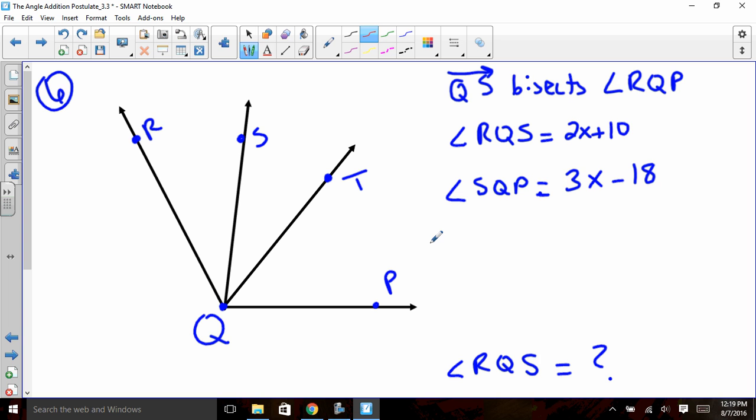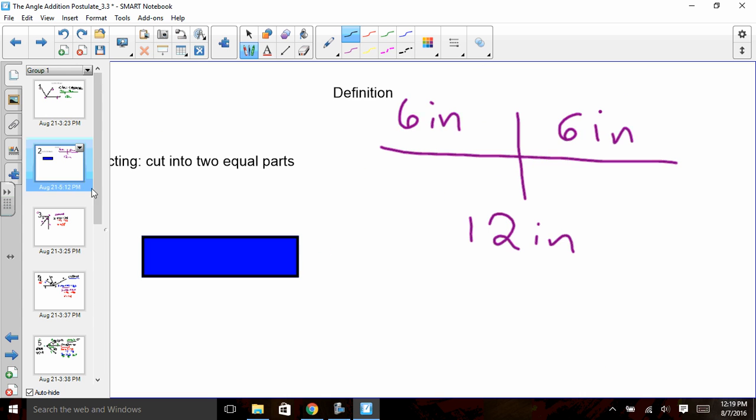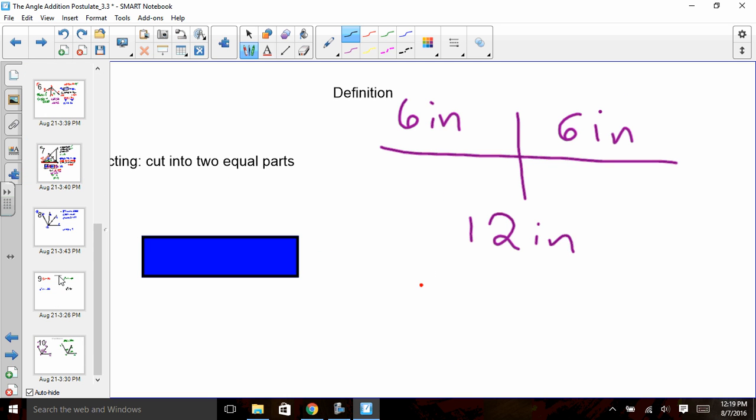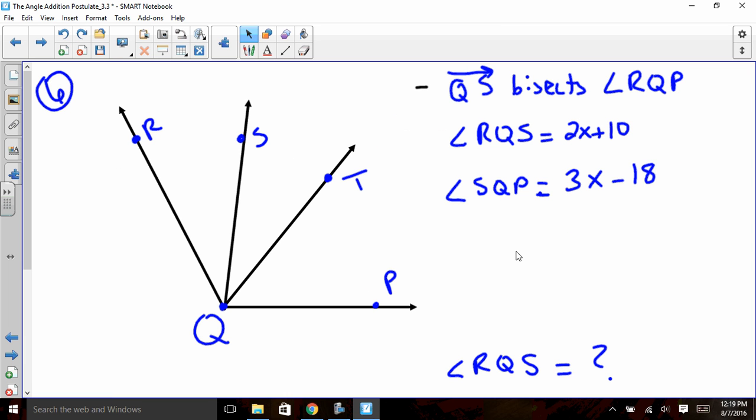Let's take a look at number 6. All right, number 6 has nothing on it, so that means we're going to have to label it ourselves. So let's go through what's being said. First one, QS bisects RQP. Bisects. We learned that at the beginning. Let's take a look back at what that definition was. Bisects: cut into 2 equal parts. Okay, so that must mean that QS, all right, well, where's QS? QS is over here.